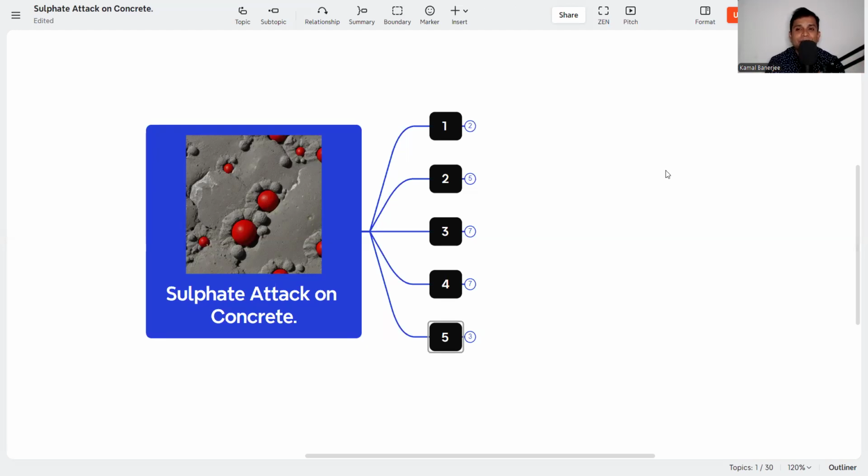That is, today's topic is sulfate attack on concrete. Now, concrete is either exposed to the environment or inside the soil. So soil also has sulfate content, the water also has sulfate content, and in the moisture also there is sulfate. So it is possible that sulfate ions can penetrate inside the concrete and cause a harmful effect on the concrete. So let's break it down one by one.